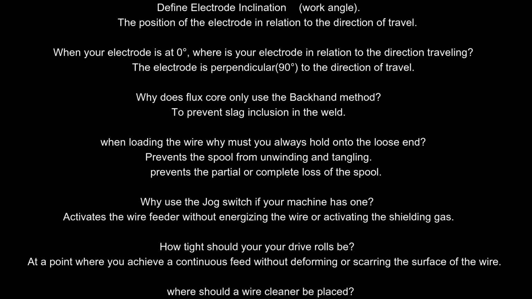Define electrode inclination, work angle. The position of the electrode in relation to the direction of travel. When your electrode is at 0 degrees, where is your electrode in relation to the direction of travel? The electrode is perpendicular, 90 degrees, to the direction of travel. Why does flux core only use the backhand method? To prevent slag inclusion in the weld.